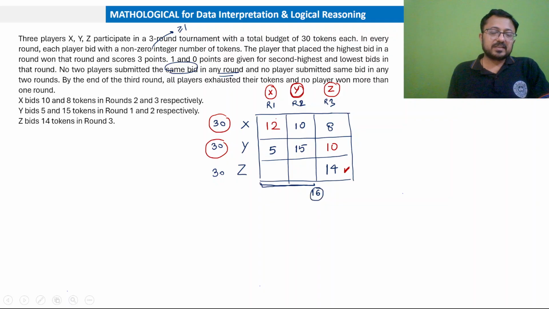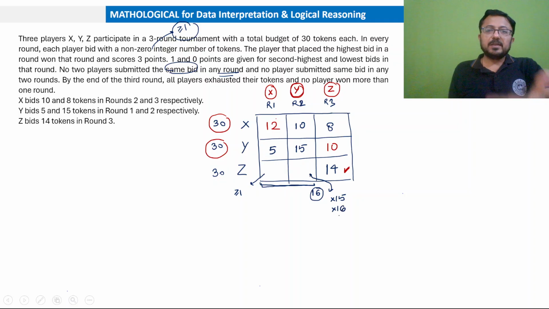Because total tokens are 30. अब 16 है, बट हमें ये पता है कि in round 2 tokens bid are 10 and 15 by X and Y. So the value of tokens bid by Z cannot be 15. Similarly, in every round, tokens bid by a person are greater than or equal to 1. So that implies that tokens bid by Z in round 1 will be greater than or equal to 1. So tokens bid by Z in round 2 cannot be 16 either.